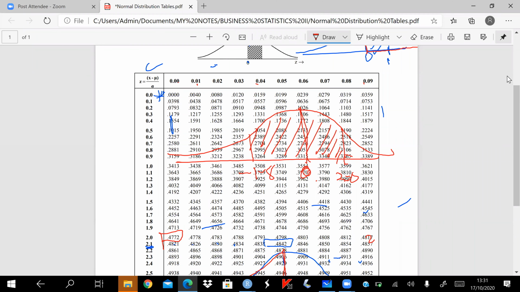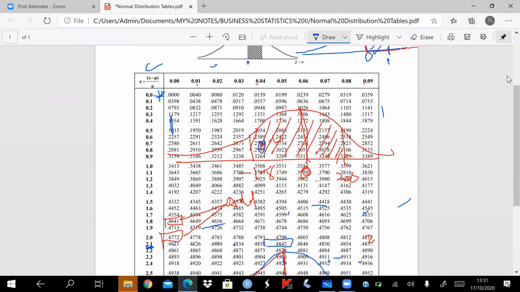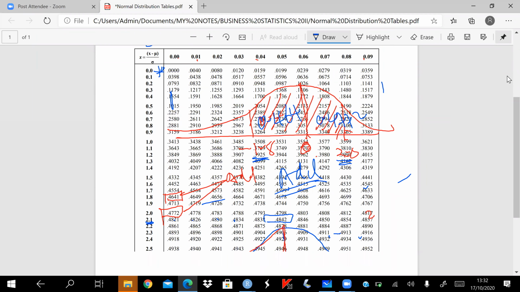Then 0 to minus 1.8. So you will use this value. Then you add the two probabilities. So you take these ones, you add them. So this is 0.4641, and this is 0.4772. You add the two. When you add the two, that's the probability that Z is between this point and this point.